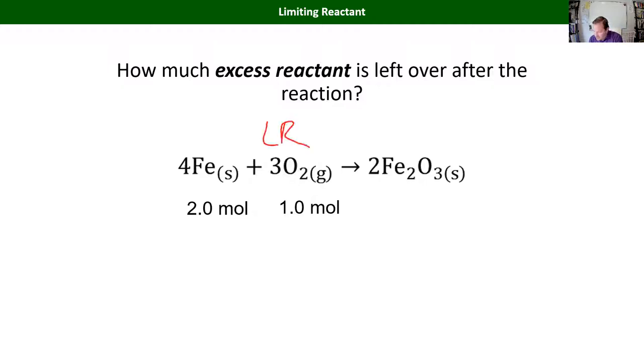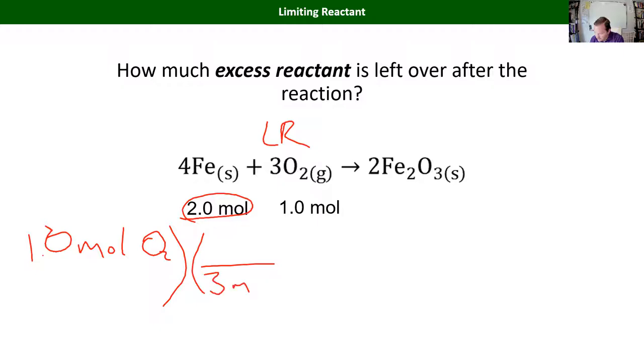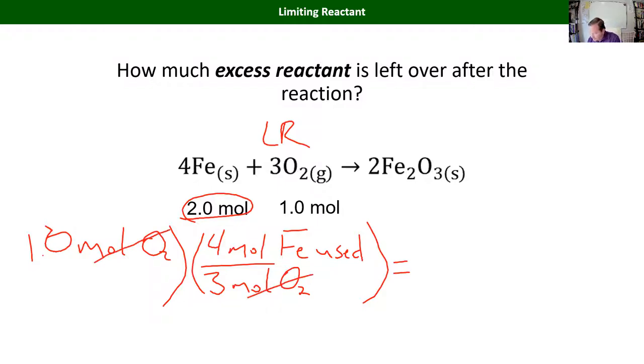We already figured out that oxygen was our limiting reactant here. So to find the excess reactant, we look at how much iron we start with, the 2 moles, and then how much got used. We already did that calculation, but just to show it again: if we use up all of our oxygen, and every 3 moles of O2 is 4 moles of iron used, moles of oxygen cancels moles of oxygen, and we get 1.3 moles of iron used.